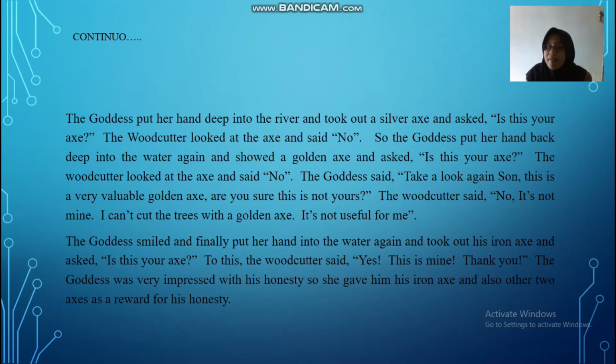The goddess said, "Take a look again, son. This is a very valuable gold egg. Are you sure this is not yours?" The woodcutter said, "No, it is not mine. I can't cut the trees with the golden eggs. It's not useful for me." The goddess smiled and finally put her hand into the water again and took out his iron eggs and asked, "Is it your eggs?" To this, the woodcutter said, "Yes, this is mine. Thank you." The goddess was very impressed with his honesty, so she gave him his iron eggs and also 2 other eggs as a reward for his honesty.